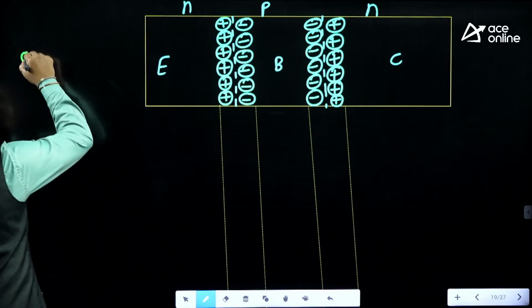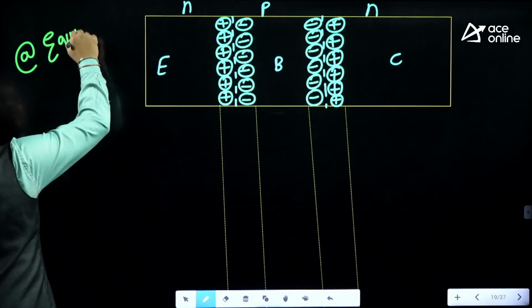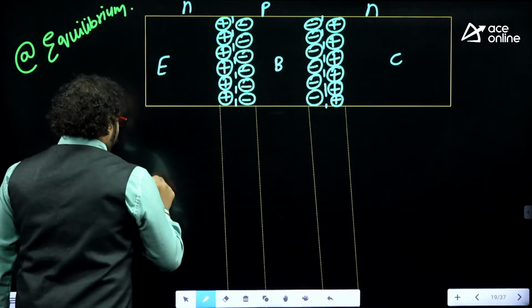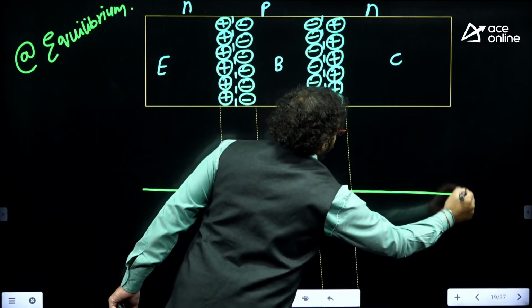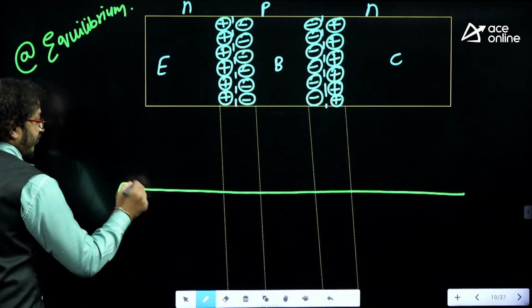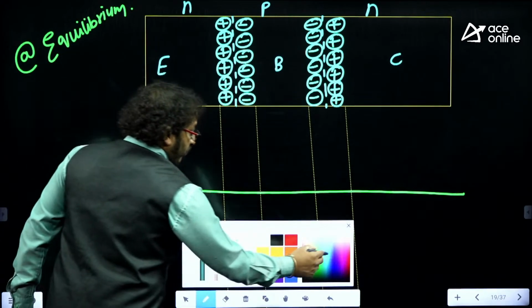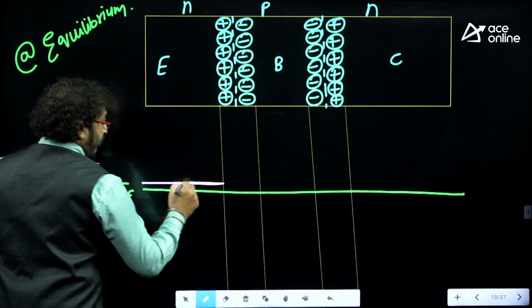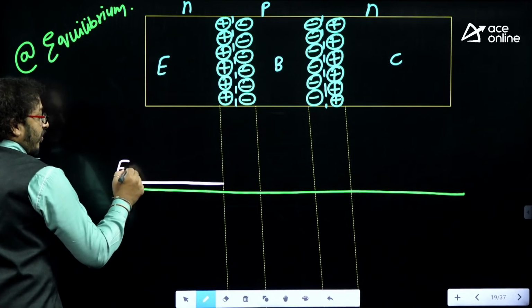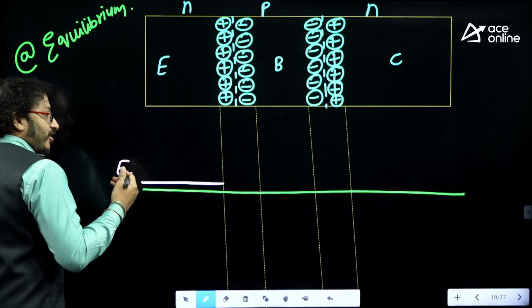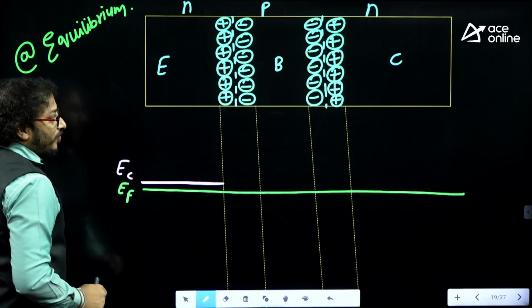Now, speak out, everybody in the class. At equilibrium, I want to study everything under equilibrium. Whenever I say equilibrium, this must be a straight line, right? I'm going to say no slope in the Fermi level. This is EF, simply EF. Now, speak out, boys and girls. This is the N-type semiconductor. The Fermi level is very near to the conduction band. But I think you know the emitter must have more doping. Whenever doping is high, the Fermi level is near to the conduction band.